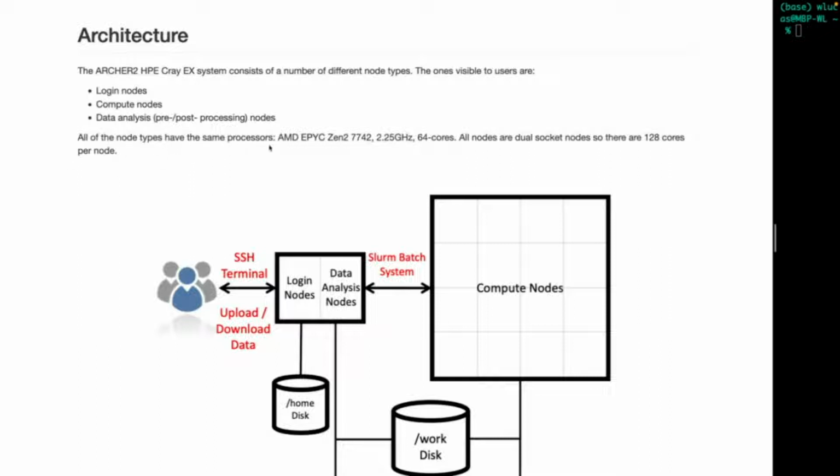All of these nodes have the same type of processor. That's an AMD EPYC Zen 2, 7742 is the model number. The cores on them have a clock speed of 2.25 gigahertz, and there are 64 cores on each of the physical chips. What's important to note is that the nodes are all dual socket, so there are two physical processor chips on each of the nodes, meaning that each node in total has 128 of these cores.